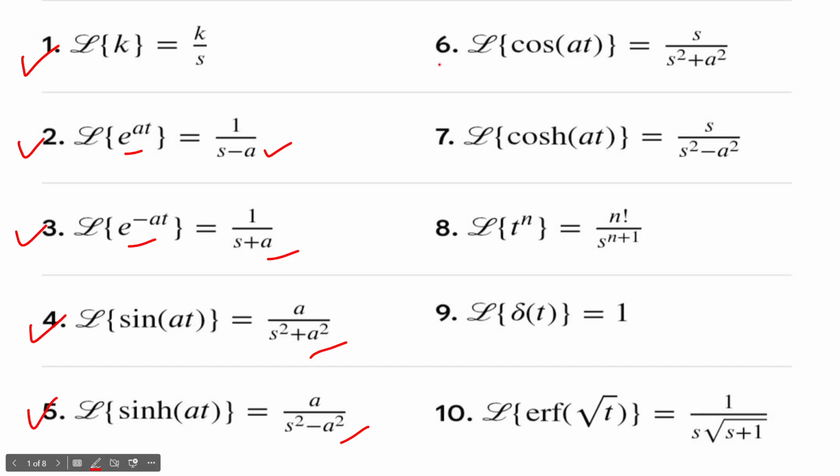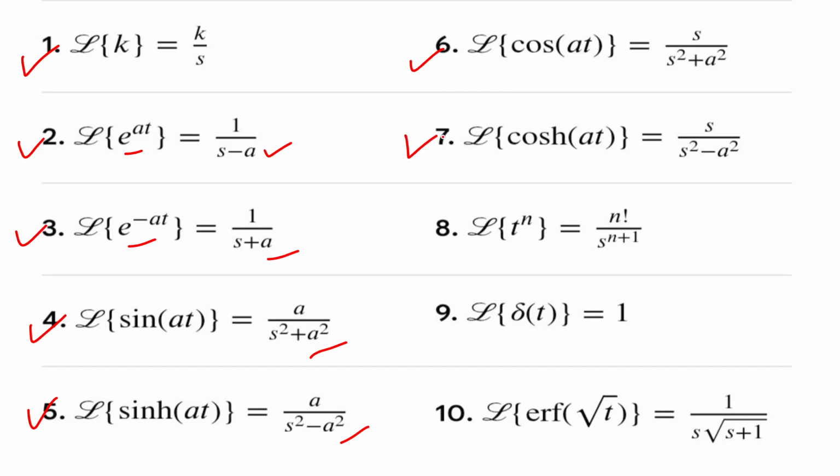Formula number 6, Laplace of cos at. And always remember, in the cos term you have to take s in the numerator. In sine you have to consider the constant term in the numerator, and the denominator is the same in both sine and cos terms. So Laplace of cos at is s over s square plus a square. For example, Laplace of cos 4t will be s over s square plus 4 square.